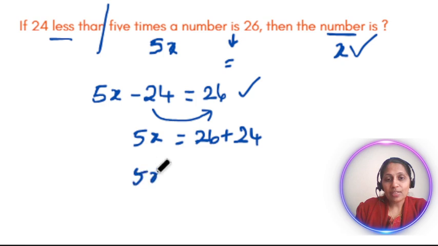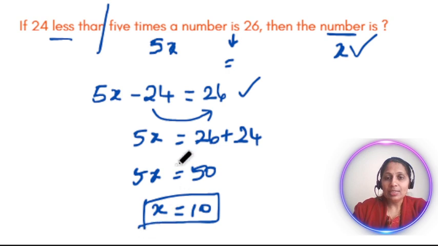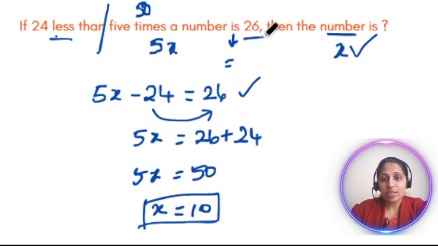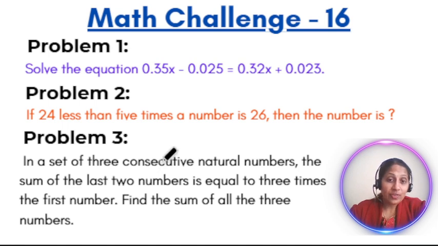So 5x equals 50. So x equals 50 divided by 5, which is 10. So the number is 10. So let's check it again. So 5 times 10 is 50. 50 minus 24 is 26. So obviously our answer is right. Right? Now let's go to the third question, which is a word problem.